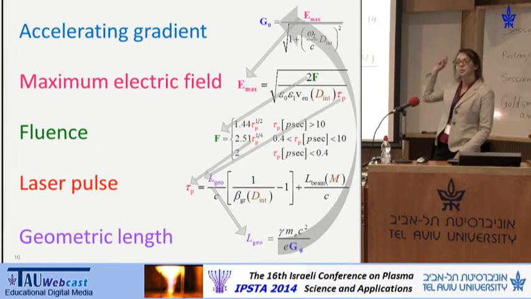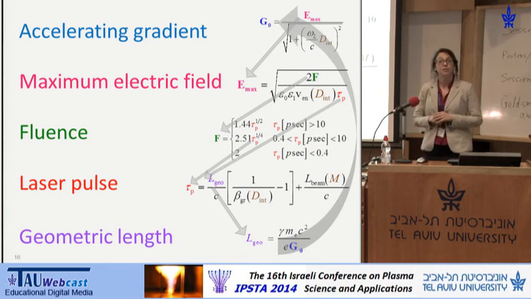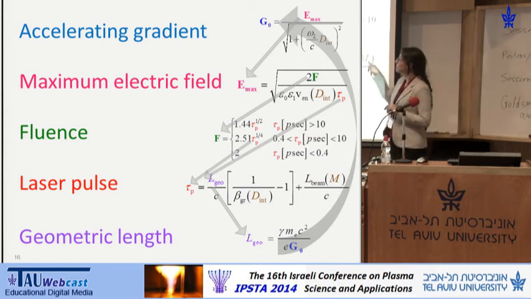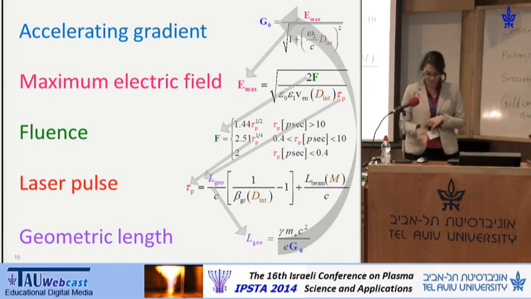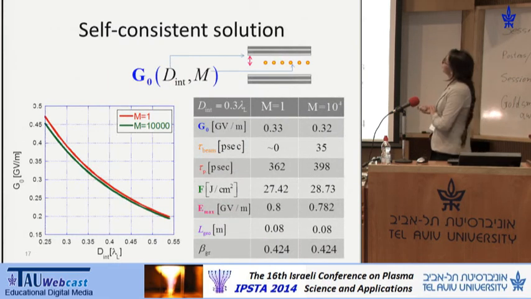So this interdependence between these variables requires a self-consistent solution, where our only two free parameters are m, the number of microbunches, and the internal, which is the vacuum clearance. So here it is, the self-consistent solution.